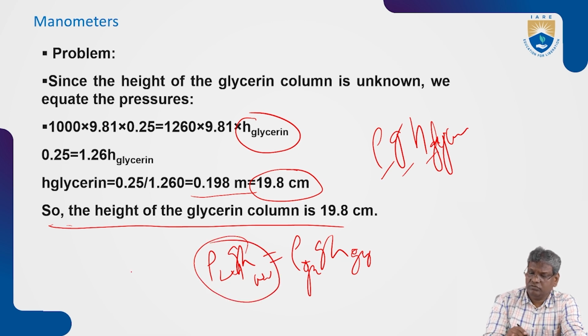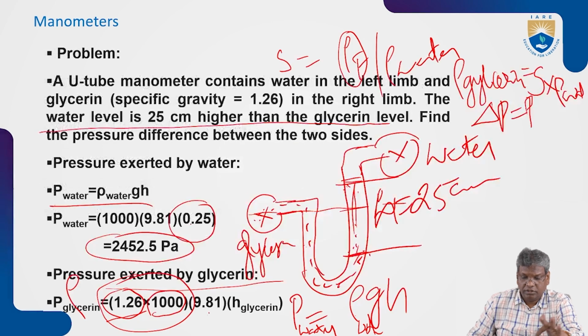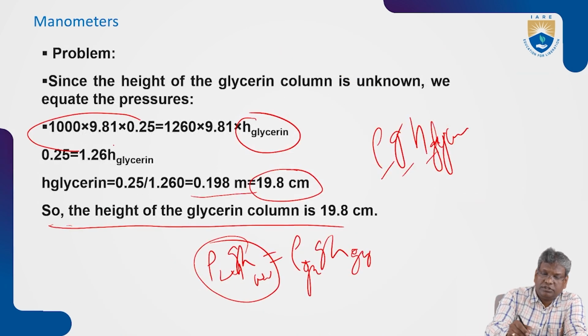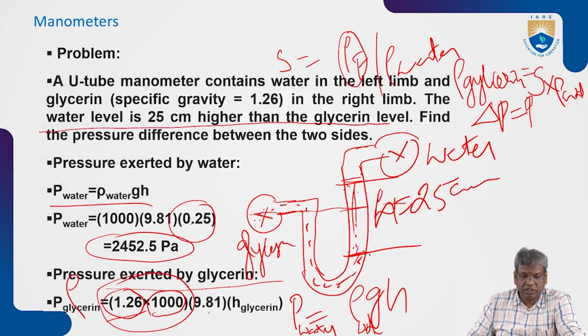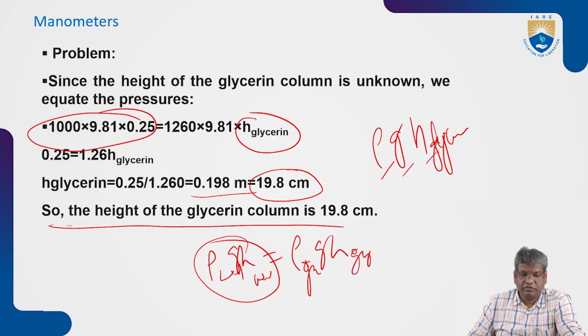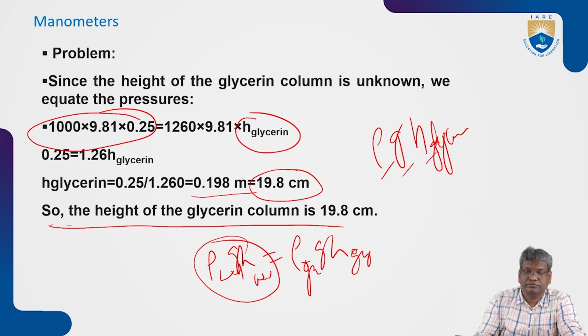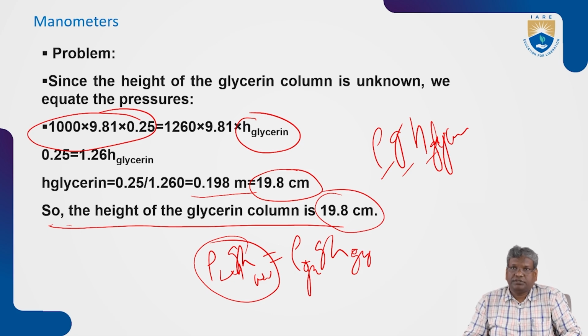You know this value already calculated. So we wrote here 2452.5 pascals. Then equate to the same value here: 2452.5 equal to 1260 into 9.81 into h of glycerin. So we can calculate h of glycerin, and it is going to be 19.8 centimeters.